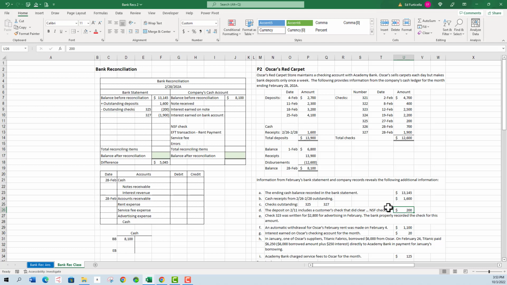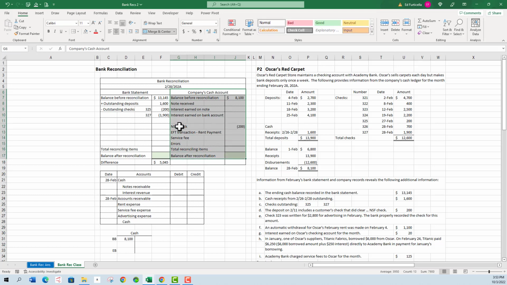NSF checks are always entered on the right side of the template as a negative amount. In this case, it would be $200. Once we are aware that a customer check is bounced, we will notify that customer and request payment.